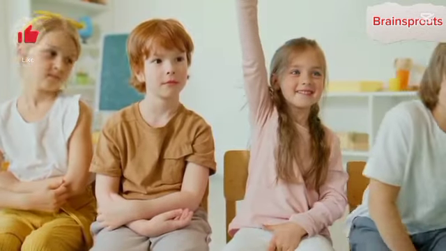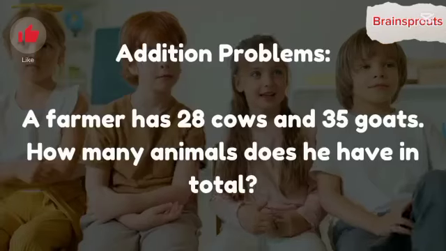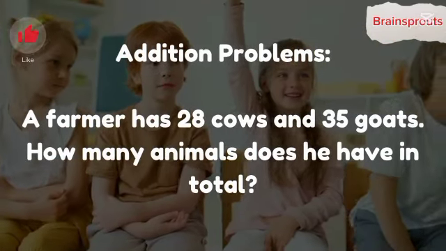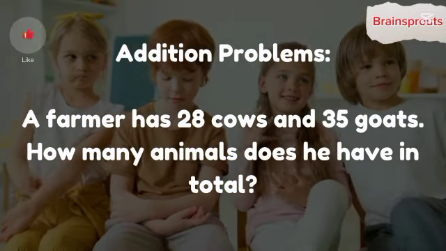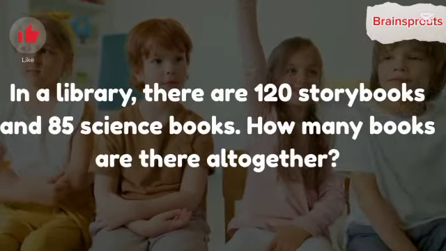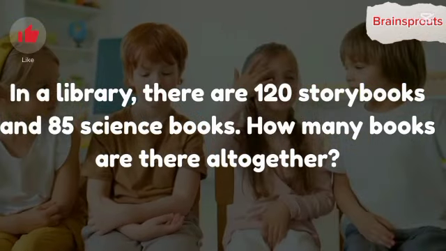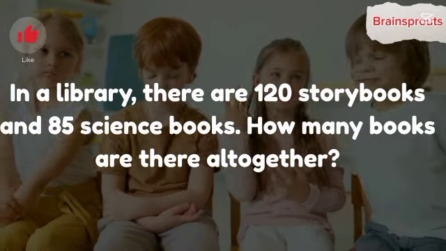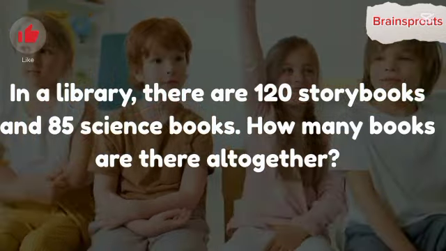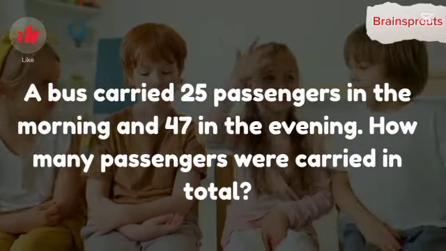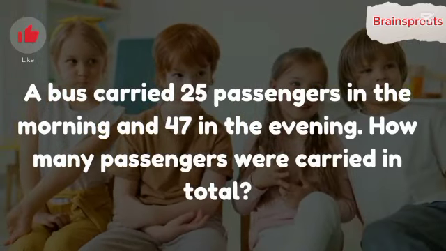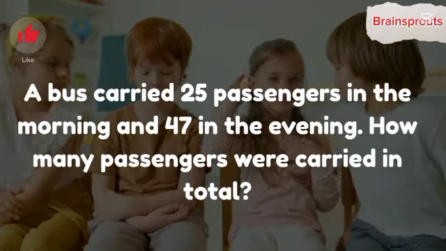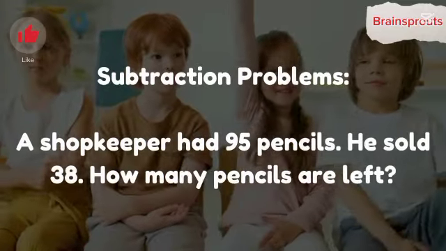Assignment for students. Solve these word problems. Addition problems. A farmer has 28 cows and 35 goats. How many animals does he have in total? In a library, there are 120 storybooks and 85 science books. How many books are there altogether? A bus carried 25 passengers in the morning and 47 in the evening. How many passengers were carried in total?